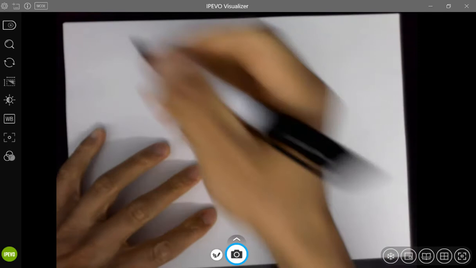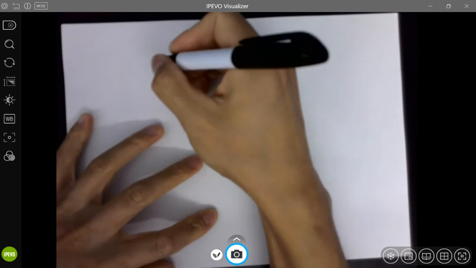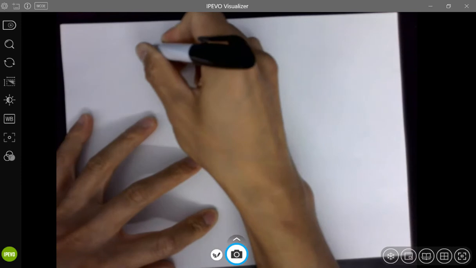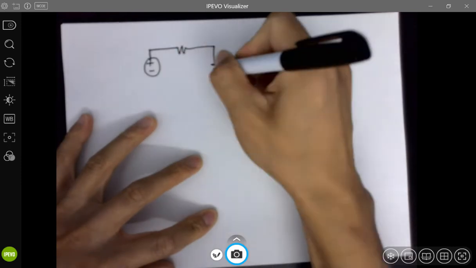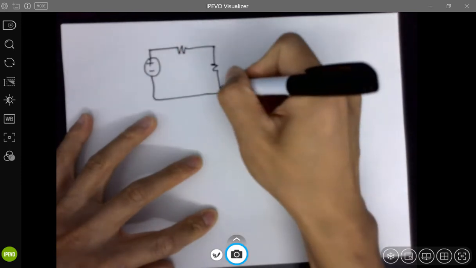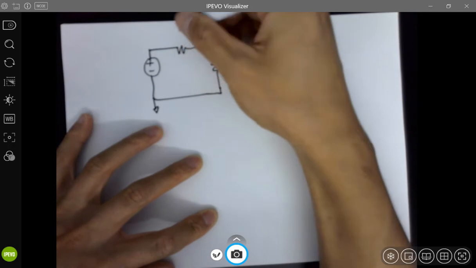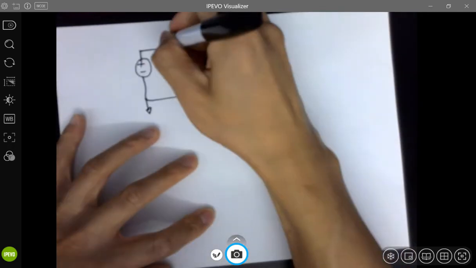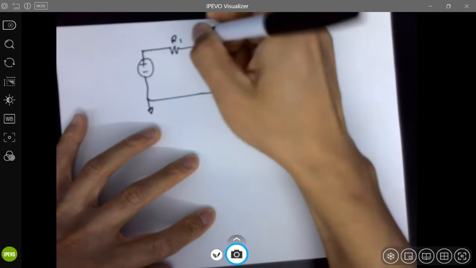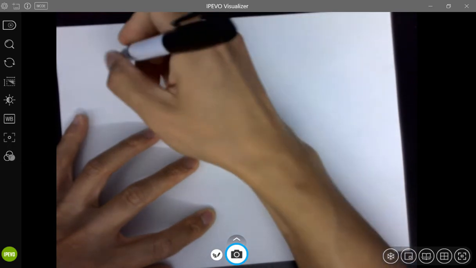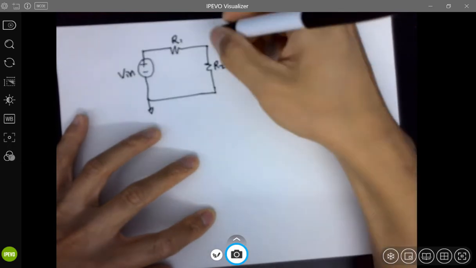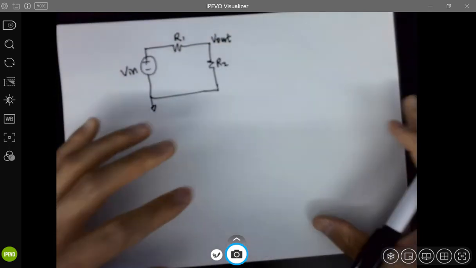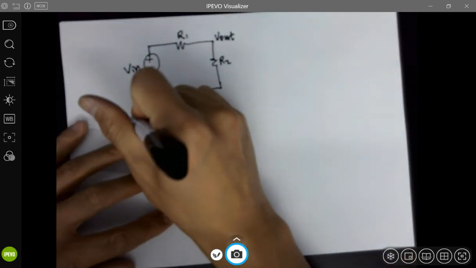So for a circuit like this, that's a battery. Here's a 6K and 2K resistor, and this is grounded. Oh, sorry, no resistance, just R1, R2, that's resistor 1, resistor 2. That's V in, V out. And there's a theory called the voltage divider theory.